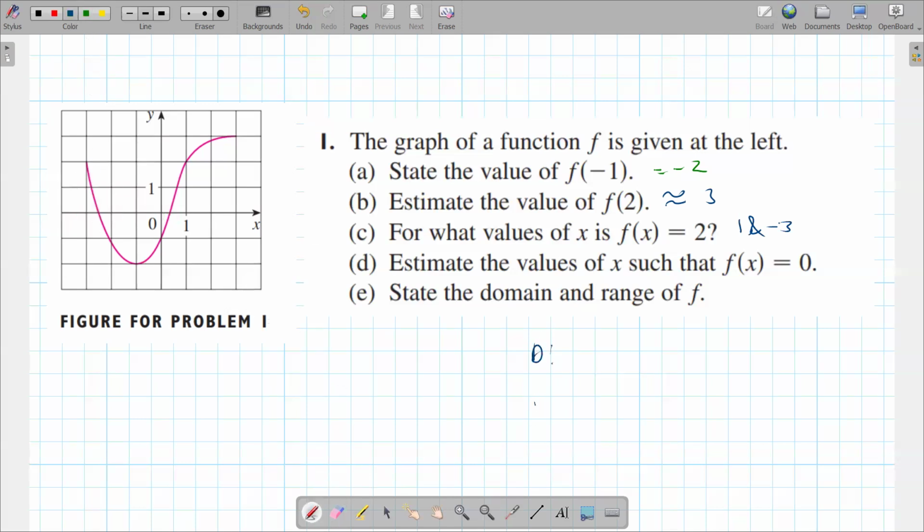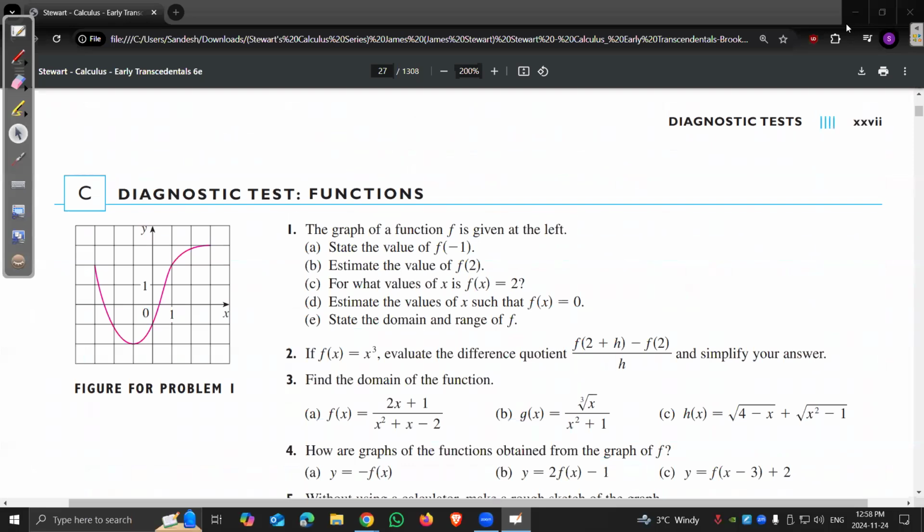So domain is the possible x values it can take. Looks like it's going from -3 to +3, inclusive. What about the range? What are the possible y values this can take? So again, we just look at the chart. -2 is the lowest y value, to 3. So it'll be -2 to 3. Easy peasy, right? Super simple question. But this is the kind of stuff you'll do in the beginning of grade 12 math, right?